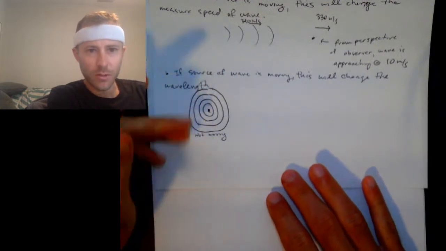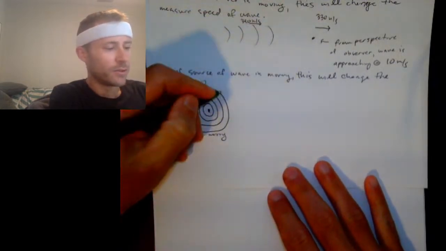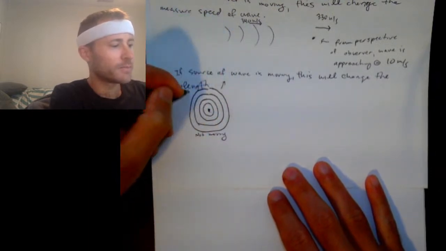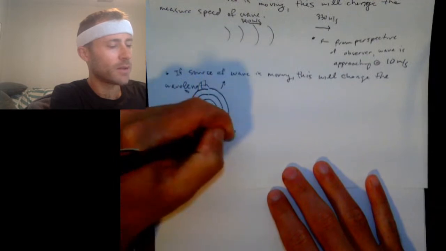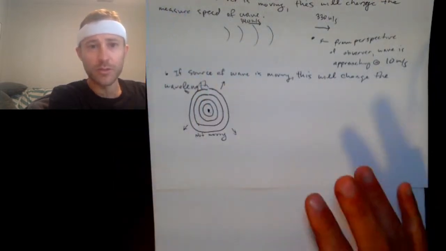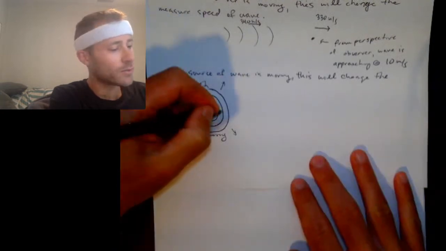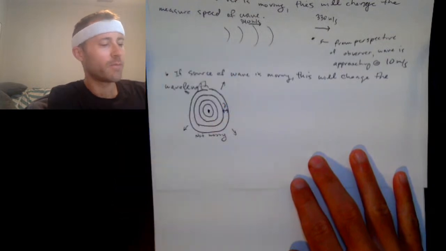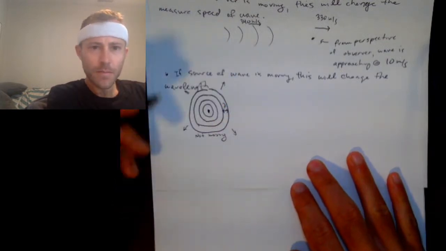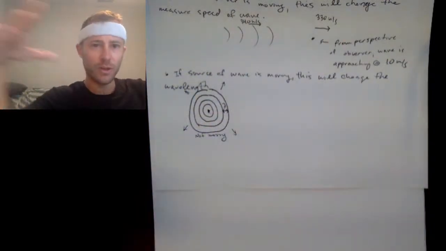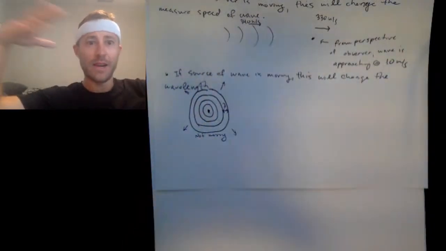So what are we looking at here? We're kind of looking at the wave from above. These are crests of the wave that are traveling outwards. And if you wanted to know what the wavelength is, you would measure the distance between crests. So that distance right there is the wavelength. So this is when the source is not moving. You just have all these concentric circles, which are the wave radiating outward.